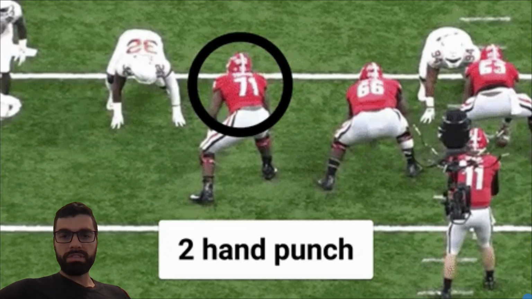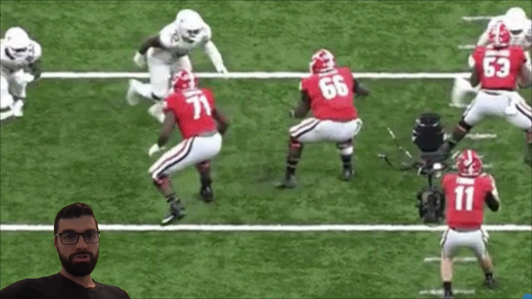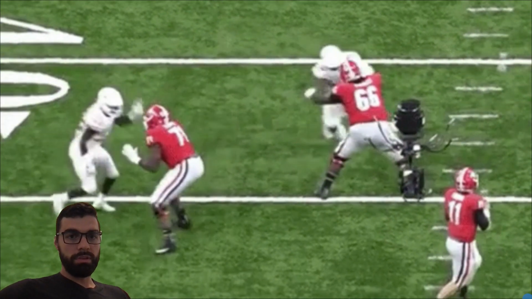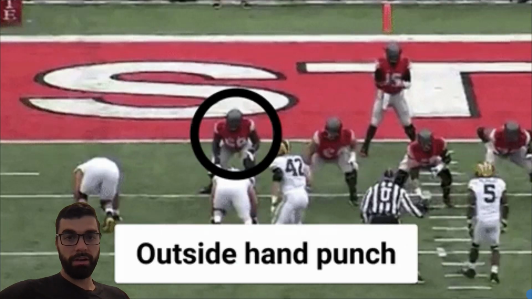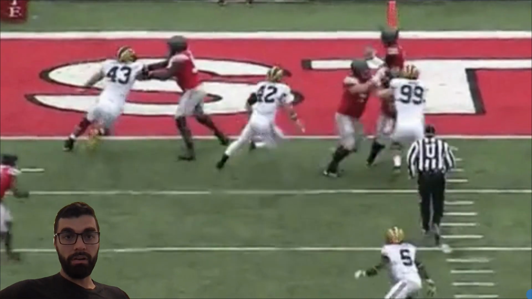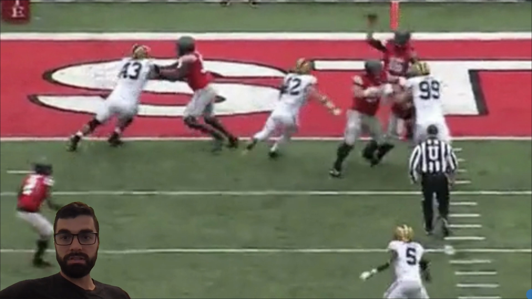So the first hand type here is a puncher. What a puncher is going to do is they're going to lock and load their hands and then shoot them straight out at you like a punch. And so we have an example of a two-hand puncher here, and then we have an example of just an outside hand punch. These are the different types of punchers that you'll see.